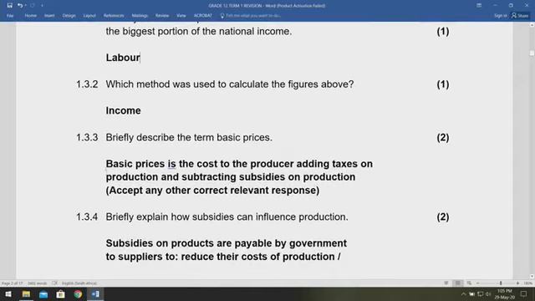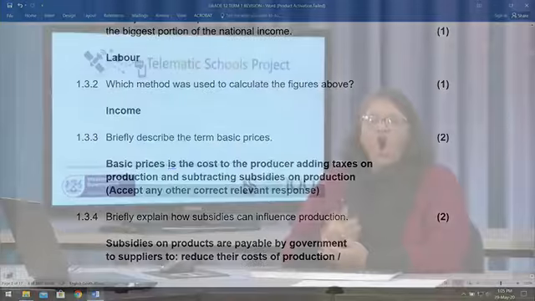Please, you do not have to follow the answer given in the memo. You see here, it says, accept any other correct relevant response. So all you need to remember when you're talking about basic prices, you are merely speaking about what is the cost of production? So when you're dealing with the cost of production, that is what basic prices mean.